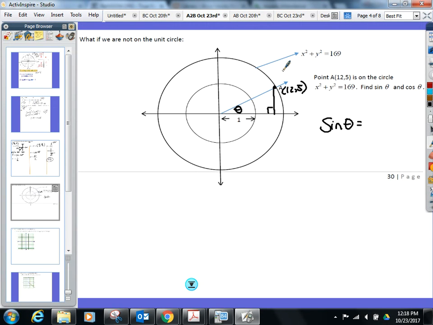How long is it here, the horizontal distance? 12, because it's got an x coordinate of 12, right? You went over 12 and boom, up 5. So I'm going to make a right triangle out of these now when I'm not on the unit circle. Ethan, what's sine equal to according to our good boy SOHCAHTOA?